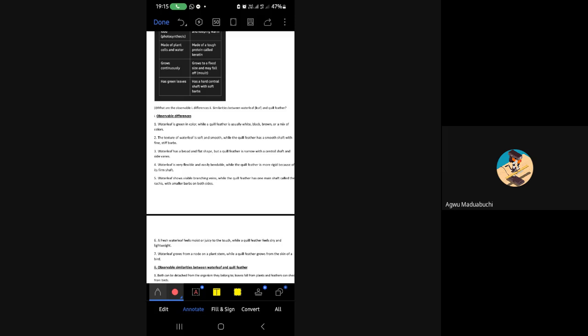If it is from a black hen, it means the feather would be black. If it is from a brown hen, it means the feather would be what? Would be brown. Do you get it? And it could have mixed color.